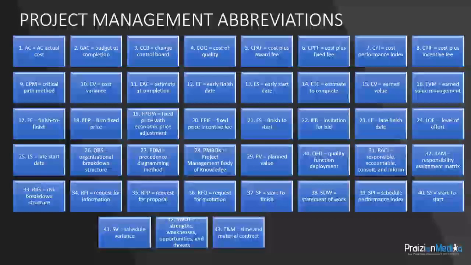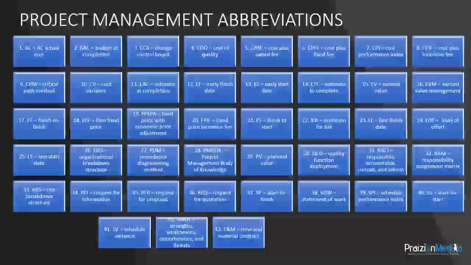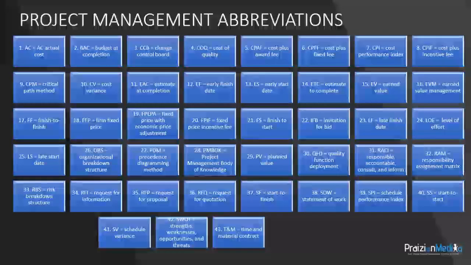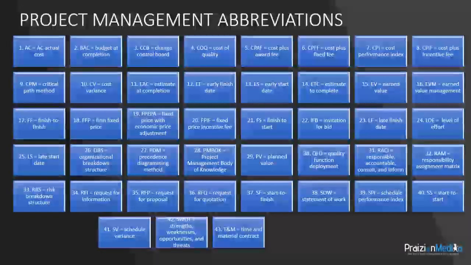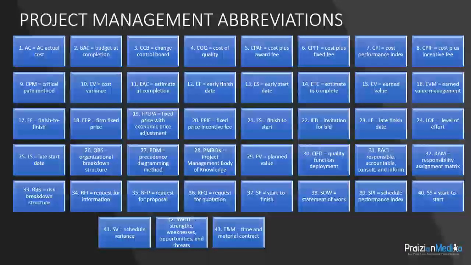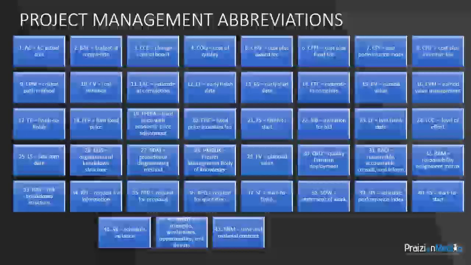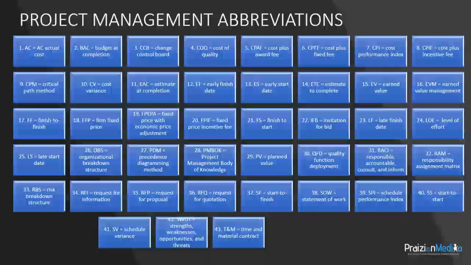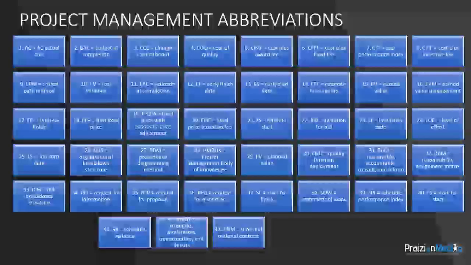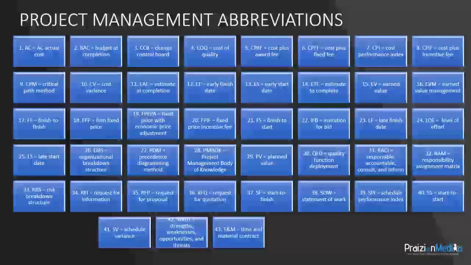T&M, time and material contract. It's a contract type in which the vendor is paid for time spent and the materials used as well. It has an advantage of being more flexible than other arrangements, and we could also impose a not to exceed value to make sure that the expectations of the buyer are met in terms of cost.